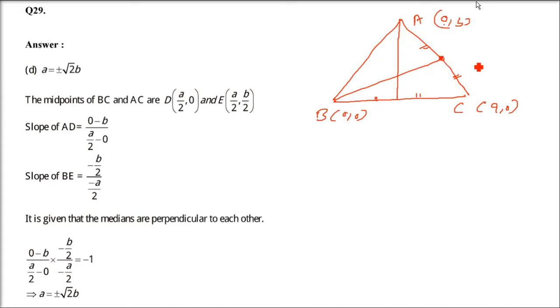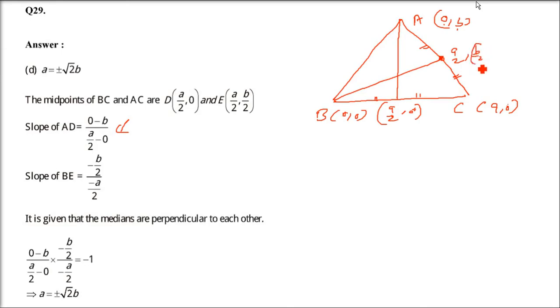So this point you can find out. This one is 0 plus a by 2 and b plus 0 by 2, that is b by 2. What about the other point? This is 0 plus a by 2 and 0 plus 0 by 2, that is 0. Now we'll find out the slope of this line from A, and then we'll find out the slope of the line from B.